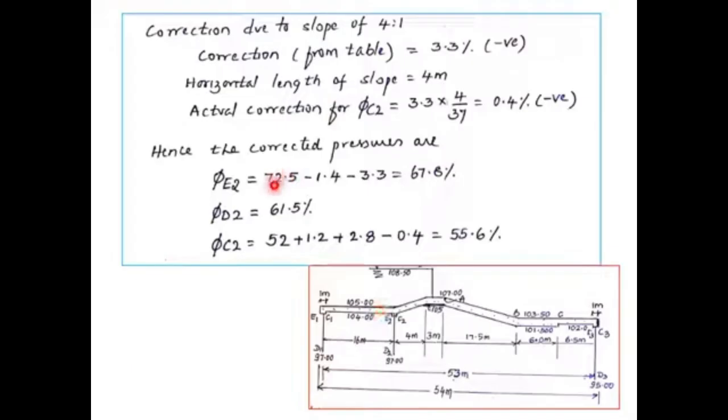So actually pressure is 72.5. We should apply for the thickness, which is 1.4, and also we have to apply for the interference of this pile, which is 3.3. So that gives 67.8 percentage.